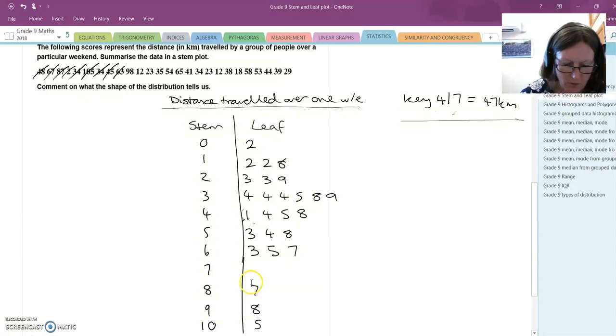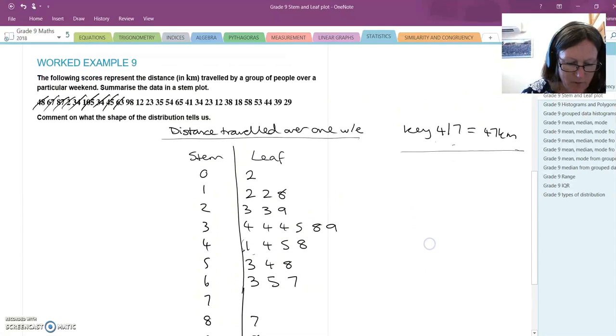Okay, so I've quickly put the rest of the scores into my stem and leaf plot, made sure that they're all in order. So for example, here we've got 41 kilometres, then 44, then 45, then 48. Yes, I've got my heading up here. Yes, I've got my key. Let's comment on the shape of the distribution.